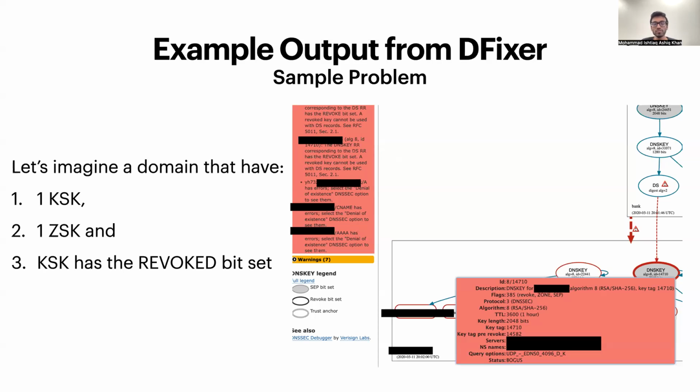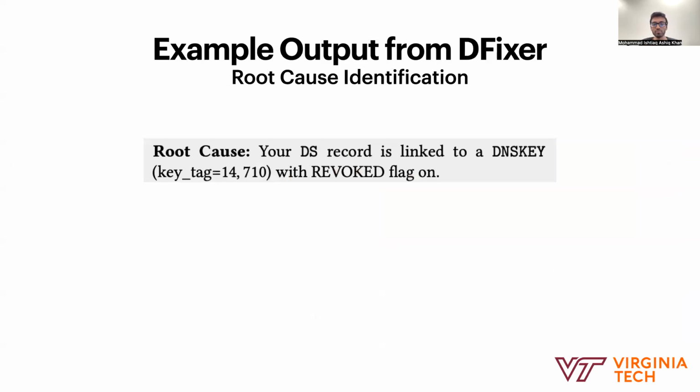If we input this erroneous zone to DFixer, which is our tool, what it's going to do is first identify the root cause behind the problem. The rationale behind the root cause is that there can be multiple errors residing in a zone, but more often than not, we see dependencies between those errors, and resolving one of them can actually resolve all of them. So we want to identify the root cause first, which is in this case very simple: your DS record is linked to a DNS key that is revoked.